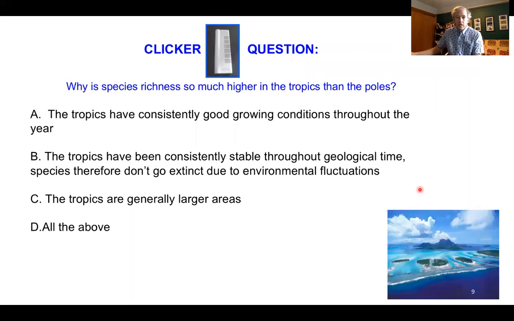Let's do a quick clicker question. I've not told you the answer to this yet, so don't worry if you don't know; it's just a thought exercise. Why is species richness so much higher in the tropics than at the poles? Is it answer A, the tropics have consistently good growing conditions throughout the year? B, the tropics have been consistently stable throughout geological time, which means species don't go extinct due to environmental fluctuations? C, the tropics are generally larger areas? Or D, all of the above? I'll give you 15 seconds to think through that one. I'll have a drink of water.